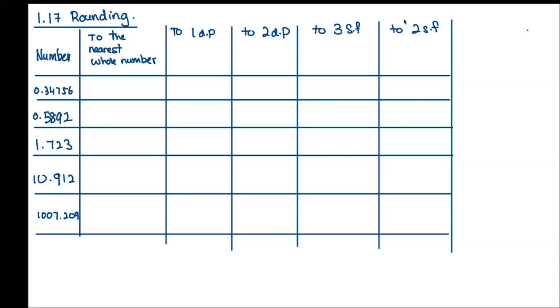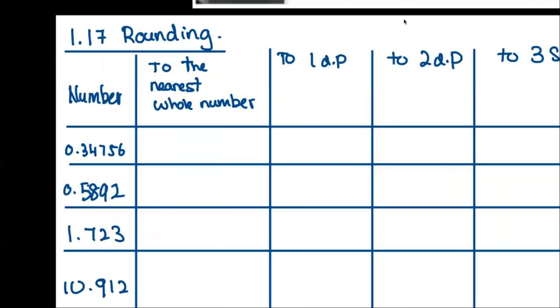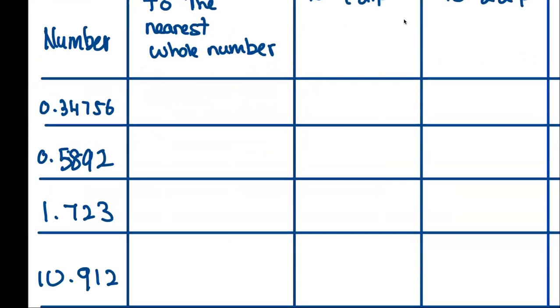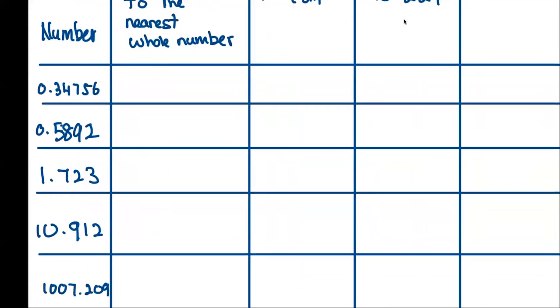Now we're going to look at 1.17 where we come to rounding. So we need to see the accuracy that they're looking for. If we look at this one here, it says we need to round it to the nearest whole number. So let's look at all these numbers here, and then we're going to round it to the nearest whole number.